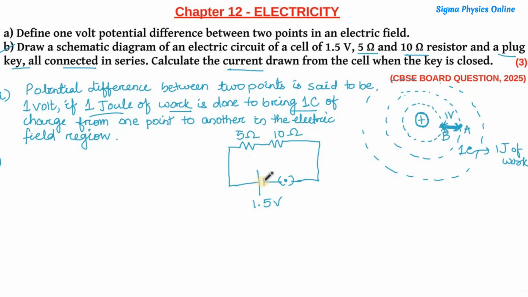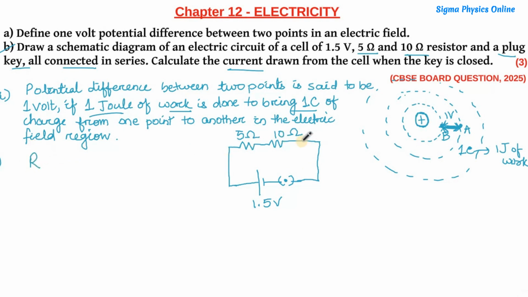Now the overall current in the circuit will be determined by the total resistance of this circuit. Now if we find out the total resistance of this circuit, then since we have the potential difference of the battery given over here, we can apply Ohm's law to find out the current in the circuit. So let's find out the equivalent resistance first.